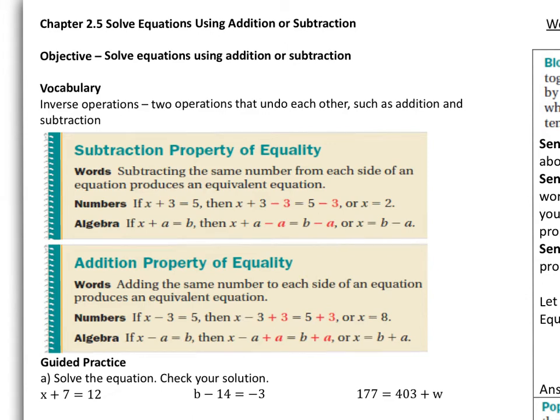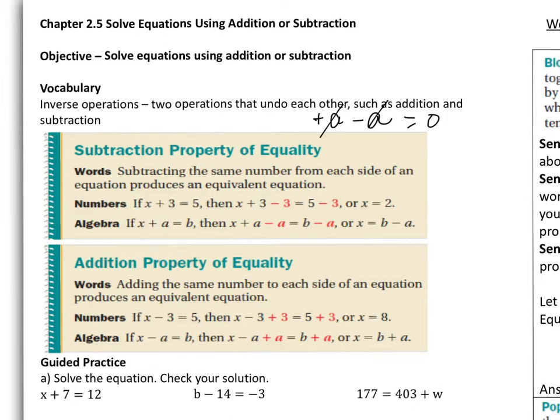2.5. Solve equations using addition or subtraction. Vocabulary. Inverse operations just simply means two operations that undo each other, such as addition and subtraction. So if I take positive a and subtract that by a, then they undo each other and this would equal 0.